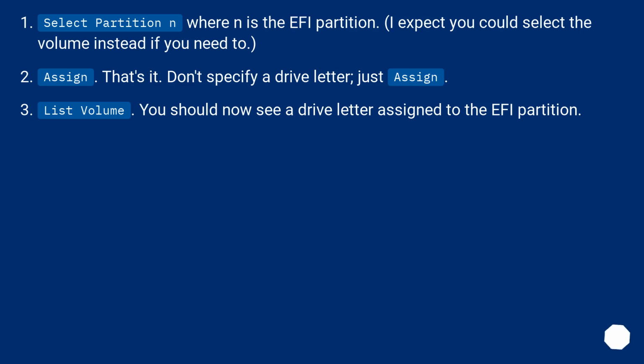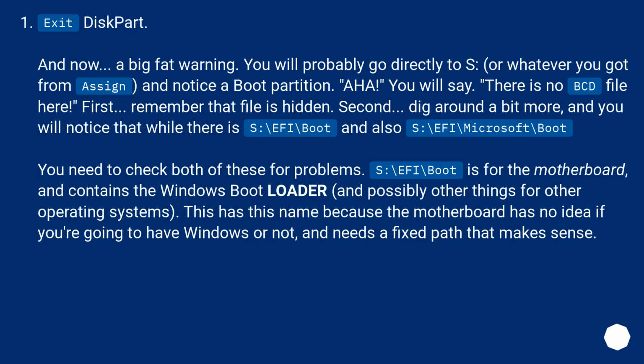Select partition n, where n is the EFI partition. I expect you could select the volume instead if you need to. Assign. That's it. Don't specify a drive letter, just assign. List volume. You should now see a drive letter assigned to the EFI partition. Exit diskpart. And now, a big fat warning.